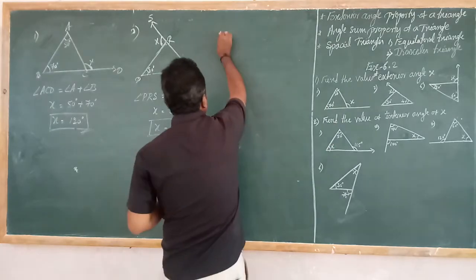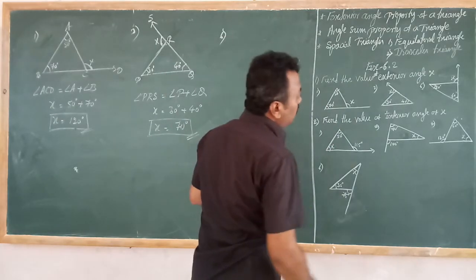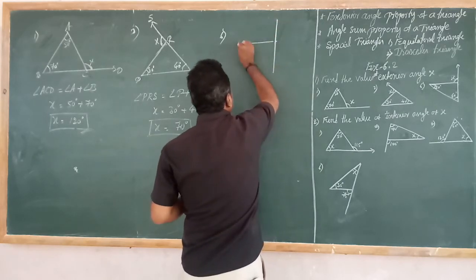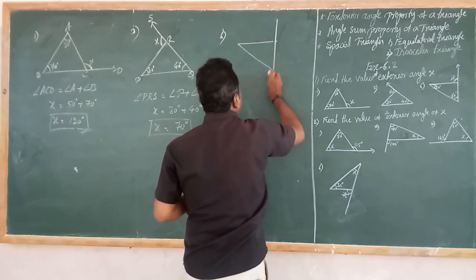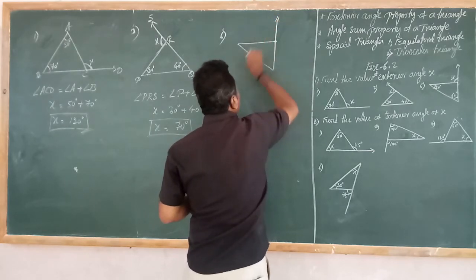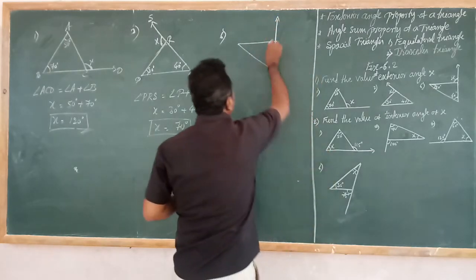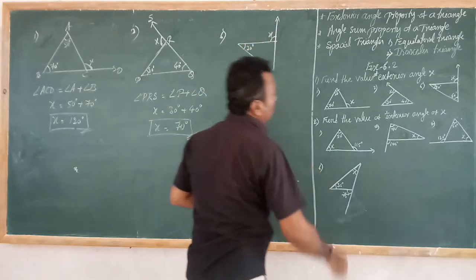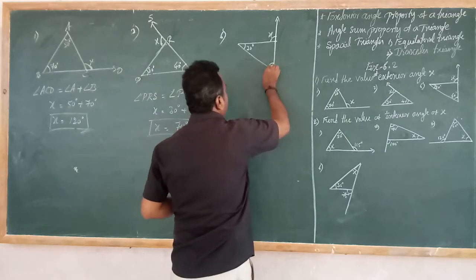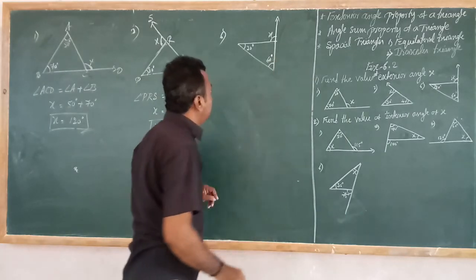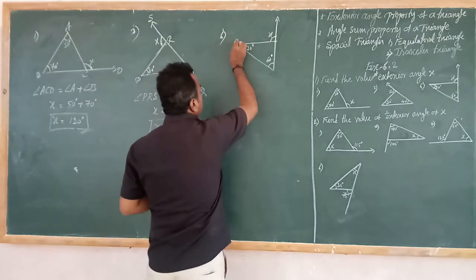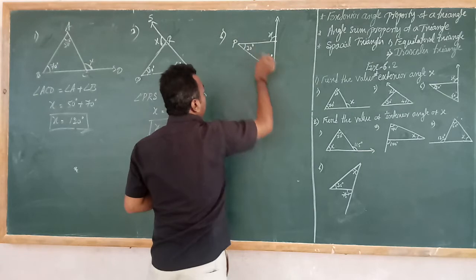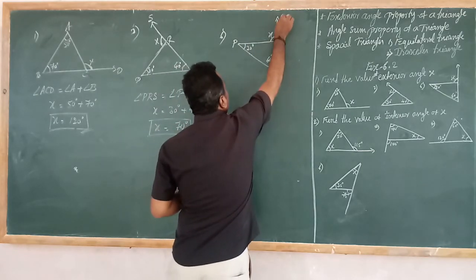Sixth one, I will go to question number 6. In that sixth, okay, this is x, this is 30 degrees and this is 60 degrees. In that, what is the value of x? I will give the names P, Q, R and S.